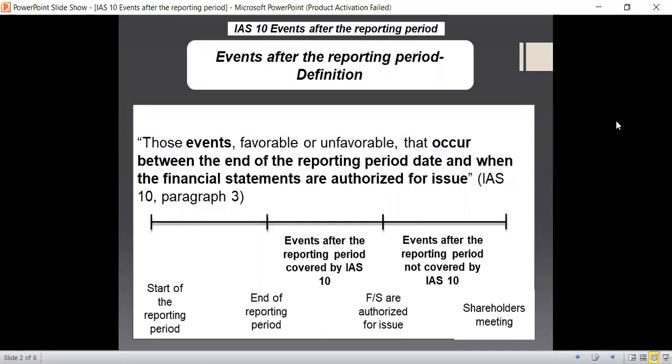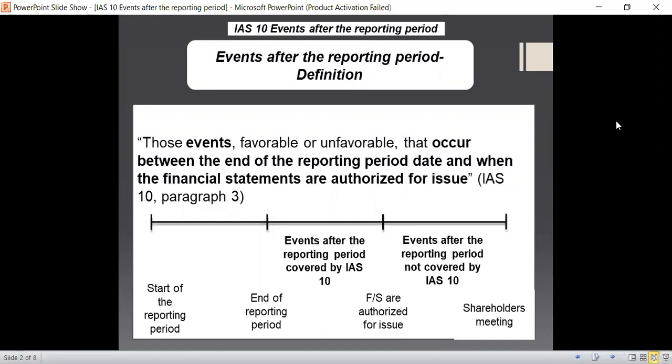The first highlighted point is about events. At this point, we need to consider a distinction between an event and a transaction, because IAS 10 covers the details regarding events, not the transactions. Then there are some important dates in regards to the reporting of the financial statements. We need to be clear about that as well.